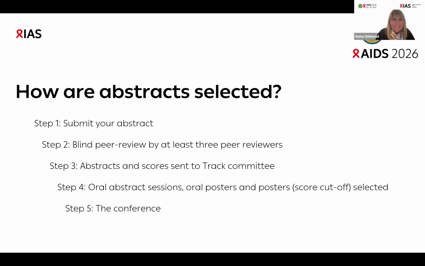There's a few questions about this. How is an abstract selected to be part of the conference? So first you need to submit it. Then it is sent for peer review. We send it to 4, 5, 6 people to get at least 3 peer reviewers. They score your abstract, and then those scores are sent to the track committees. You can look on the website already to see who are the track leads. And it's that track committee that looks at those scores and decides which abstracts, based on the scores and based on the content, will be either orals or posters, and then you present at the conference. So I want to give you a little bit more insight into that.